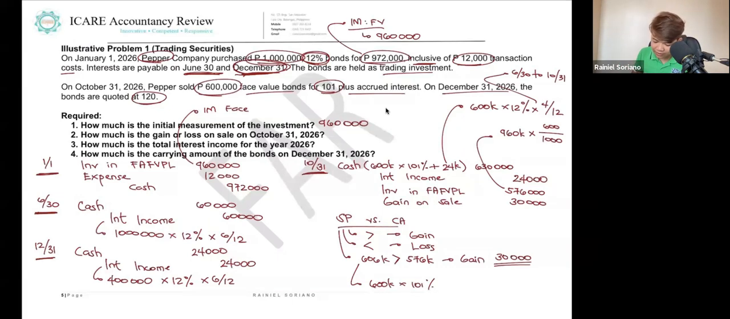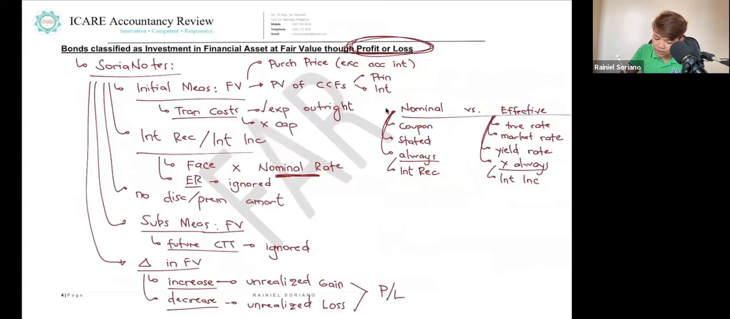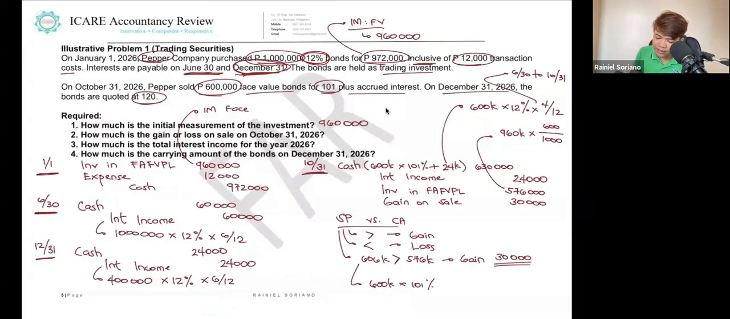Okay? Then last but not the least, kailangan nating i-remeasure yung investment because as discussed a while ago, subsequent measurement will be at fair value, then any increase or decrease will be recognized in profit or loss. So dito magkano na yung carrying amount natin? Sabi ng problem, on December 31, 2026, the bonds are quoted at 120. So ang ibig sabihin, carrying amount at the end of 2026 will be equal to the remaining bonds, which is 400,000 times 120%, or 400,000 times 1.2, this is equal to 480,000.